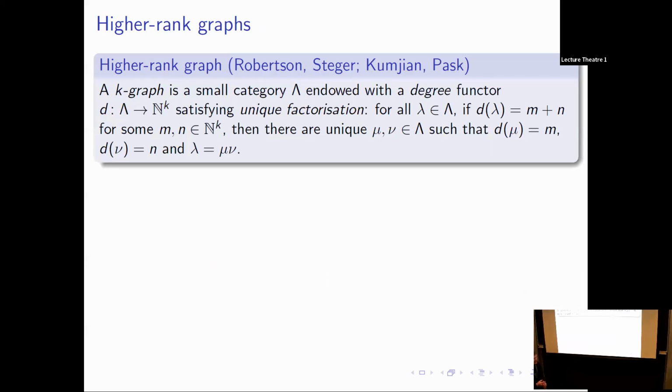So let's get technical. A higher rank graph, as we've seen defined earlier in this workshop, is a small category with a function which measures how long the elements of the category are. It gives you this quite strong unique factorization property, saying if I can divide the length of a path into two bits, then I can uniquely divide the path itself into bits of those lengths.